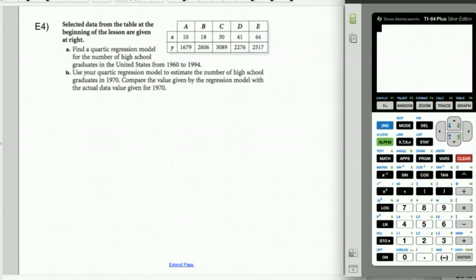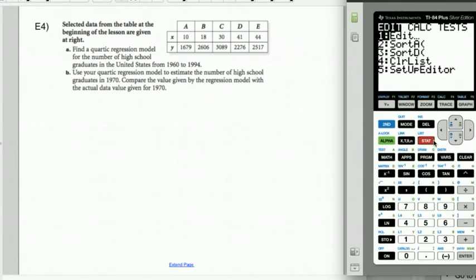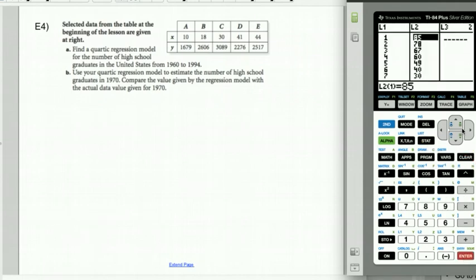So the way we do that, just to review, we go to Stat, right? We go to Edit, and then there's probably stuff in my lists. It's very likely that there's some stuff in my lists. Stat, Edit. Okay, there's stuff in my list right now, so I'm going to go up to the list and I'm going to hit Clear. I don't want to hit Delete because I don't want to delete the list. I want to clear the list out. So I'm going to go up to my list 2 and clear it. I don't want to hit Delete. I want to hit Clear.